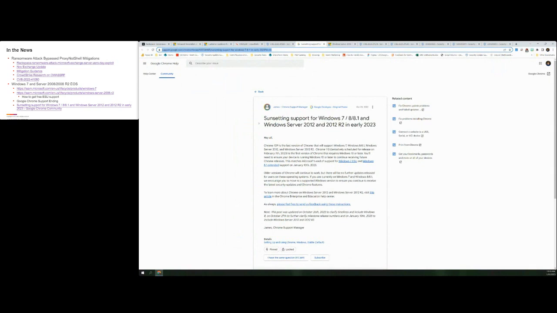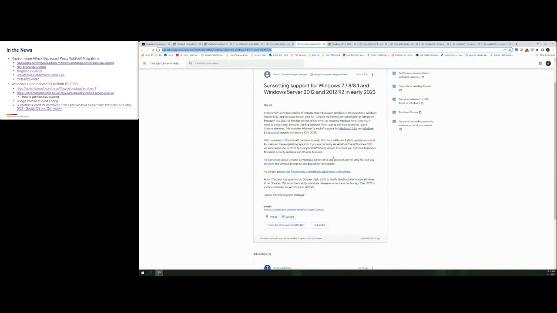But along with this, you're starting to see other vendors finally dropping support. Chrome announced that they will be sunsetting support for Windows 7, Windows 8, 8.1, and Server 2012 R2 in early 2023. So this article is just making sure you understand that if you need to continue running on any of those platforms for any reason, Chrome will be dropping support for some of these very shortly as well.